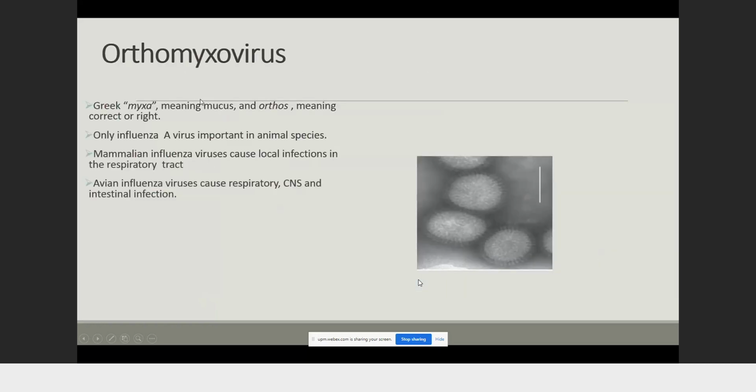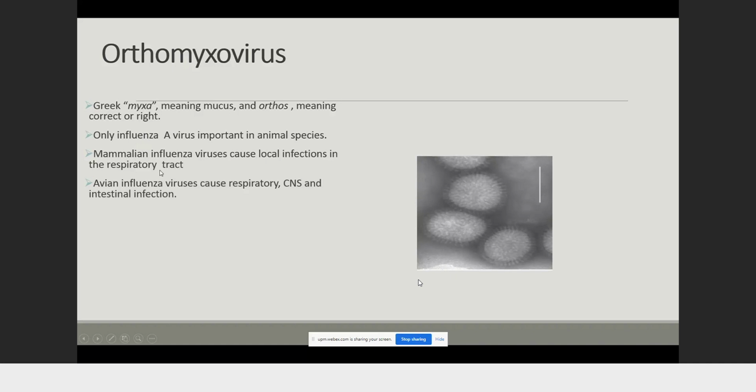Orthomyxovirus originated from myxa, a Greek word meaning mucus, and ortho meaning correct or right. This one is not true, that only influenza A is important; probably this is from my old notes. So not only influenza A, as I showed you just now.